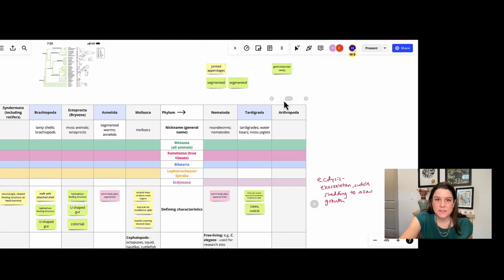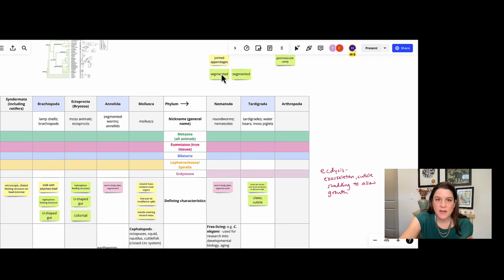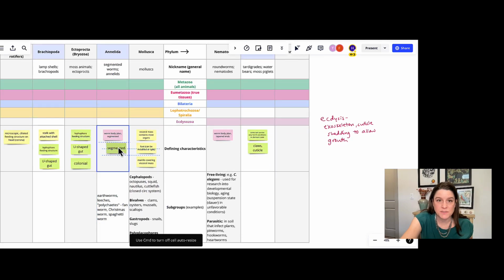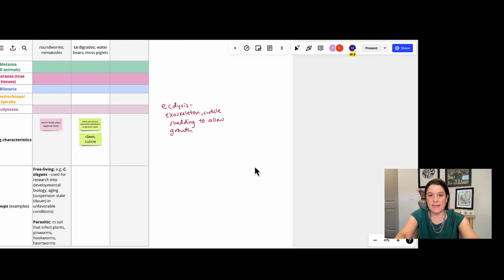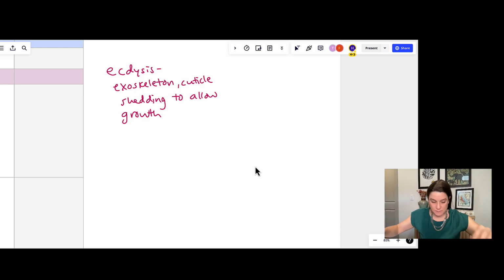Oh, I forgot segmented. We said segmented worms were those annelids, so let's go back to Annelida and put segmented in there too. I should mention segmentation can be an advantage, because you can have specialized regions. Similar to having a complete gut, segmentation can afford you that in your whole body.